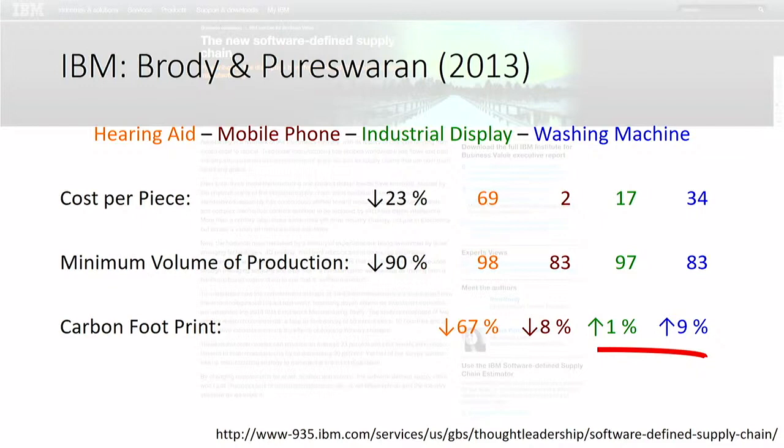And they looked at the carbon footprint. And well, it went down for the hearing aid. It went down for the mobile phone. It went slightly up for industrial displays. And it went up for washing machines. So there's another challenge. Again, related to materials used in question.